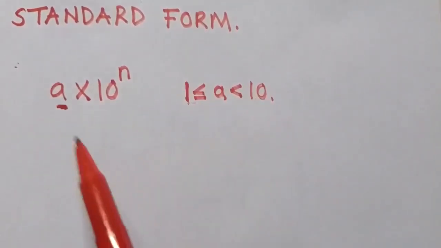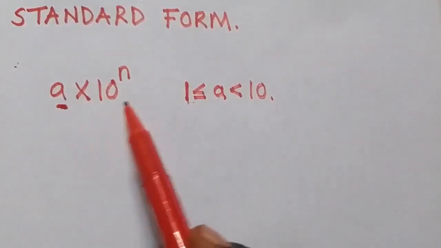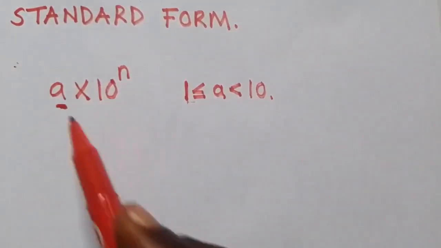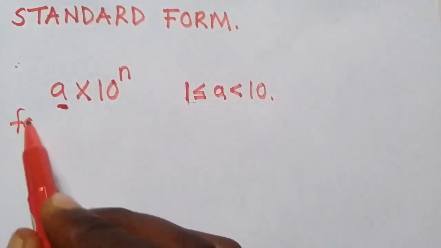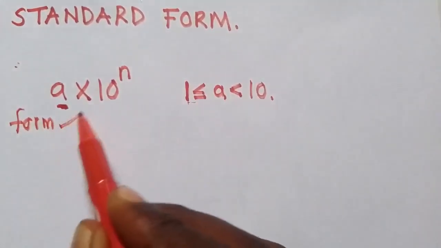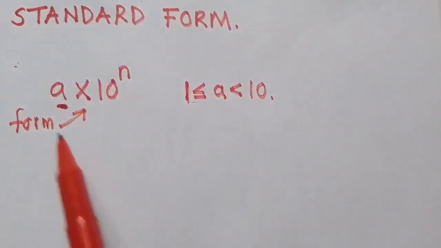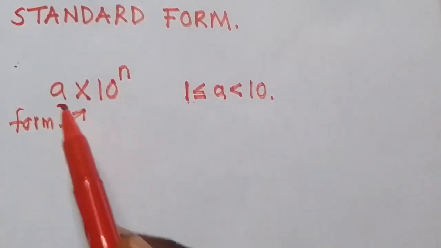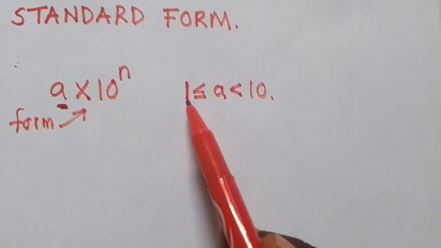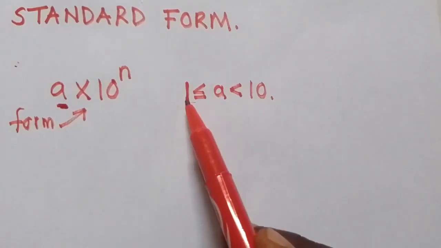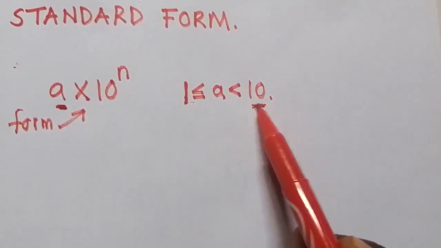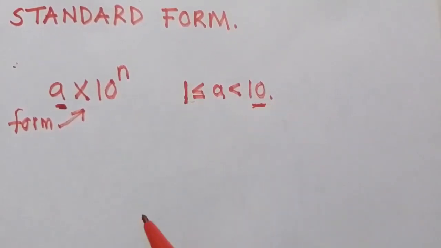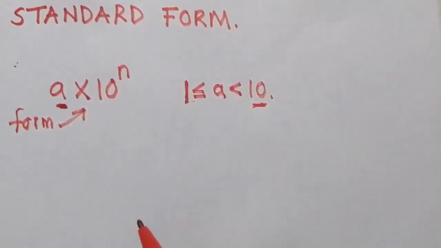So in standard form, we express numbers in this format. Numbers are expressed in this form, where the a here should be 1 or greater than 1, but you need to make sure that it is less than what? It is less than 10. This is how we express those numbers.